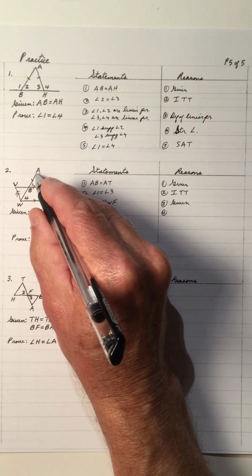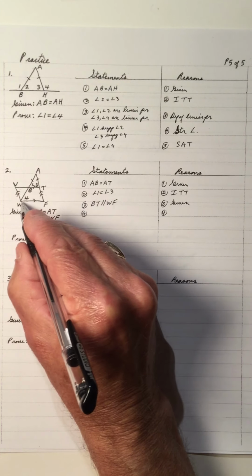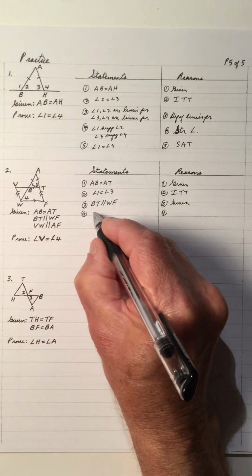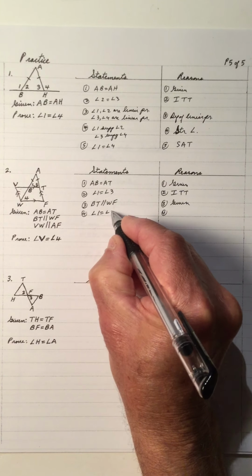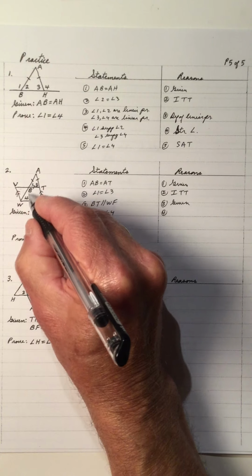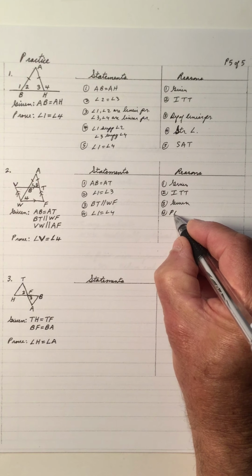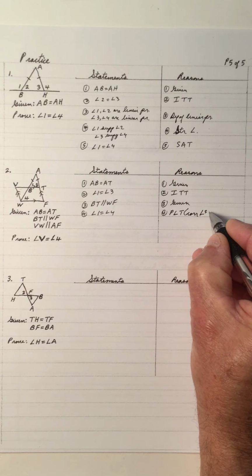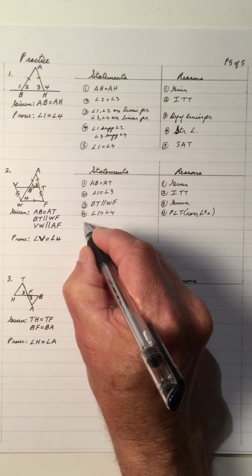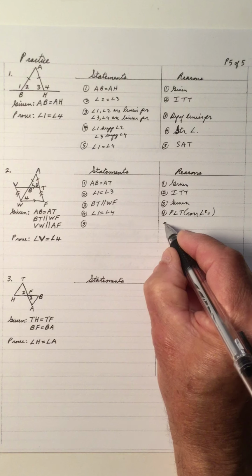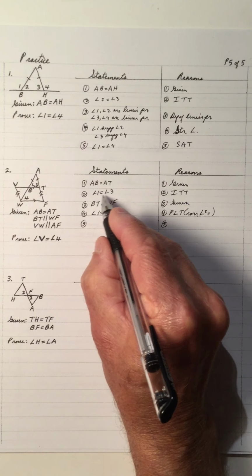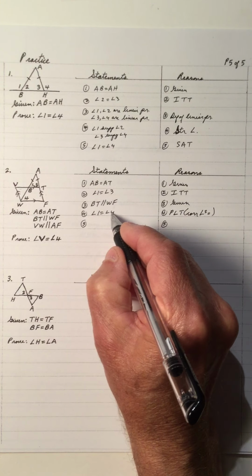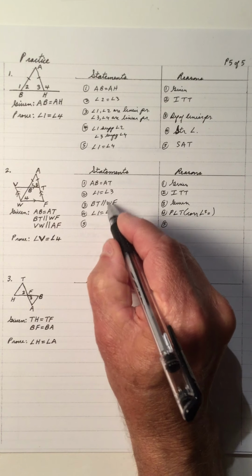So again, if BT is parallel to WF, that means angle 1 is equal to angle 4. Angle 1, their corresponding angles. So PLT, corresponding angles equal. And number 5, so we got 1 equals 3, 1 equals 4. So that means that 3 is equal to 4.